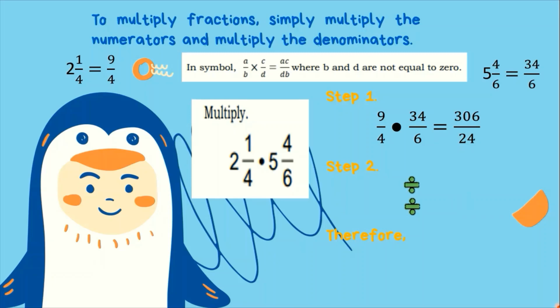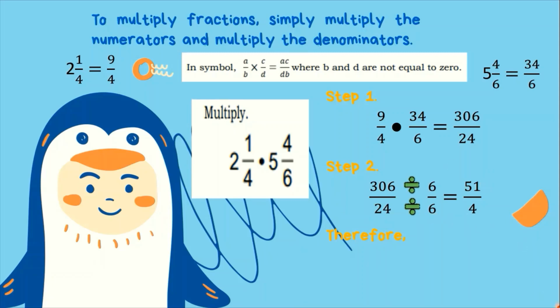9 times 34 is equal to 306, and 4 times 6 is equal to 24. 306 over 24 is a big fraction. We can reduce it into its simplest form. We need to find its GCF. Ang GCF ng 306 at 24 ay 6. Kaya naman, let's divide the GCF to both the numerator and the denominator. 306 divided by 6 is equal to 51, and 24 divided by 6 is equal to 4.